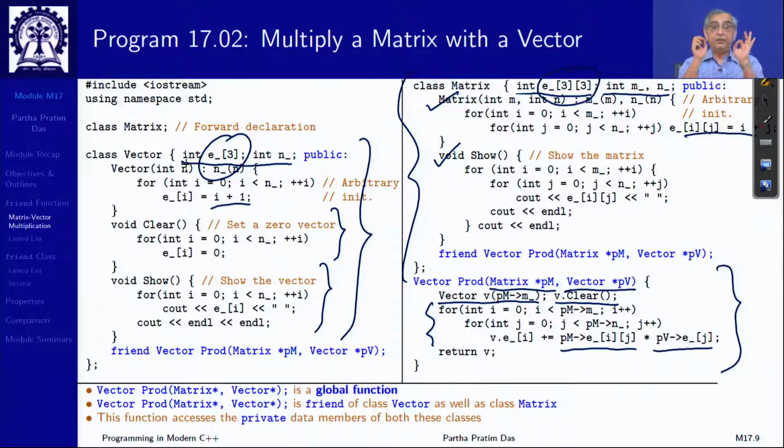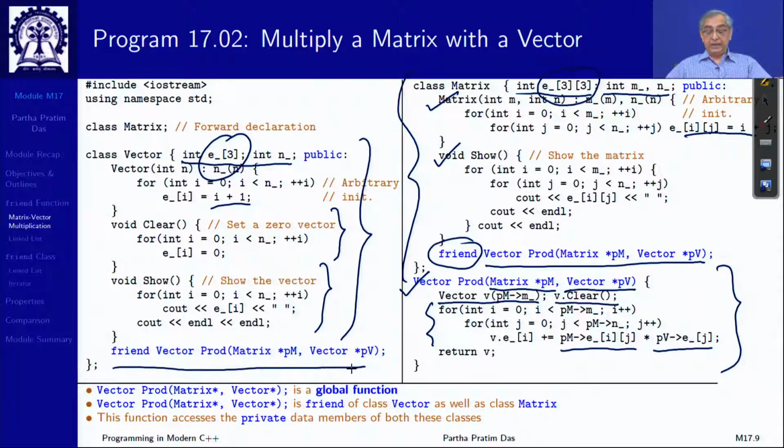So, that is where the concept of friend comes very handy. What I say is that this is a global function, let it be a global function, it is not a part of anyone, but I include the prototype of that with a friend keyword in matrix, and I do the same thing in vector. So, vector says that prod function is my friend, matrix says prod function is my friend. Since vector says this, any access from PV to the private members will be permitted. Since matrix is a friend, any access from PM to the private members would be permitted, done, and this code will perfectly run.